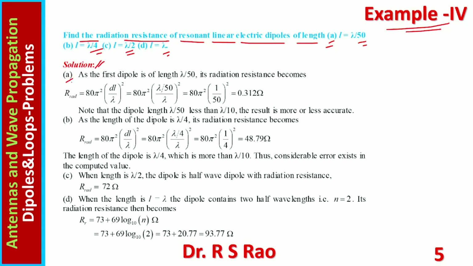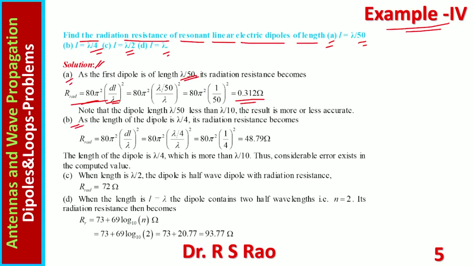Solution A. In the first case, length is lambda by 50. It is less than lambda by 10. Therefore, the dipole can be considered as an elementary dipole. For elementary dipole, radiation resistance is given by this formula 80 pi square dl over lambda whole square. Dl is lambda by 50. Substitution gives us radiation resistance as 0.312 ohms.